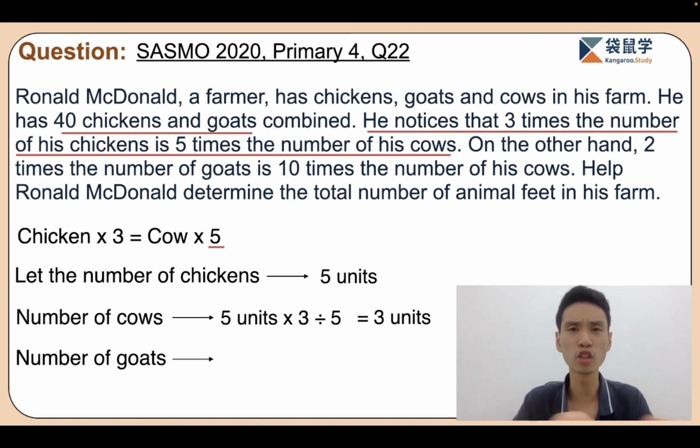Now, can we also calculate the number of goats in terms of units? Yes, we can. We see that 2 times the number of goats is 10 times the number of his cows. So, how do we calculate this? Well, we would take the number of cows in terms of units, which is 3 units, multiply by 10, and divide by 2. And so how many units is the number of goats? It would be 15 units.